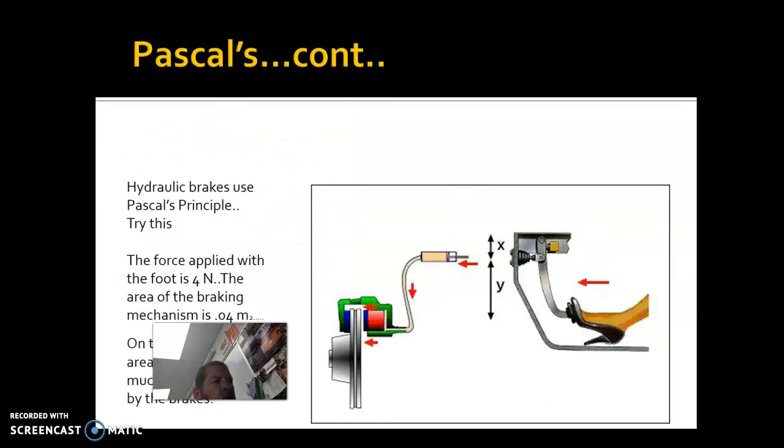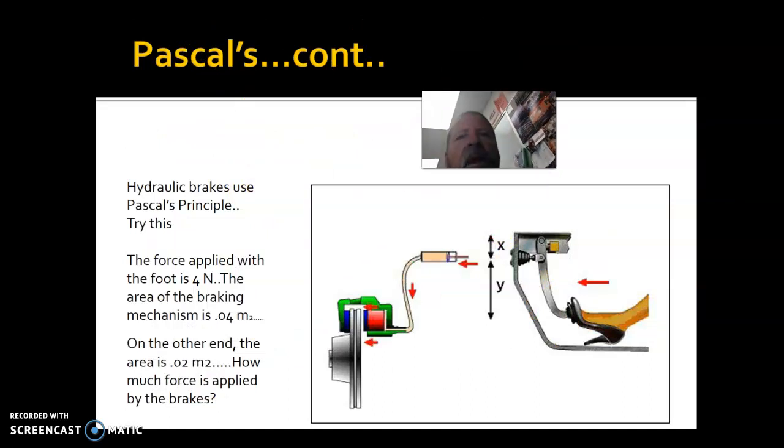So we're going to do a problem real quick together. And I'm going to move this to where you can actually see me do a problem. Okay. So hydraulic brakes use Pascal's principle. We're going to try this. So F1 over A1 equals F2 over A2.